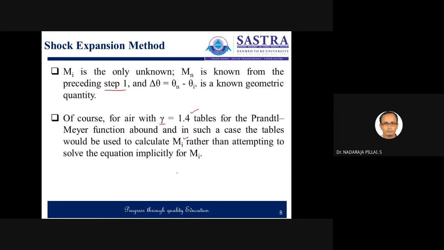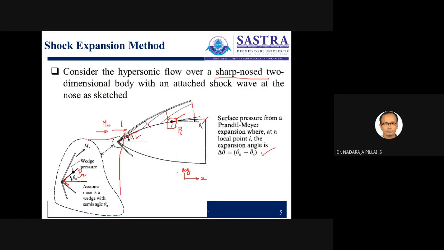So I will just go through it once again. Let us consider this two-dimensional body with a sharp nose, and there is a formation of shock. So this is a shock wave, and the free stream Mach number is M infinity. When the flow passes through the shock, we can consider it as a local expansion on the surface. So let us consider the zoomed view of the nose, where we take theta n as the semi-wedge angle of the nose.